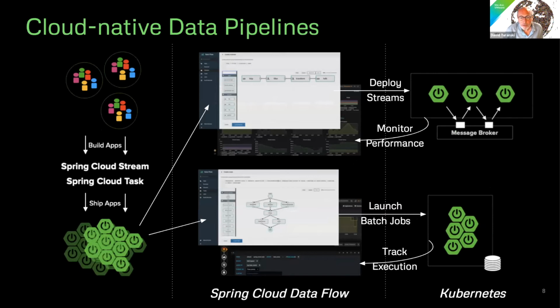So we have a graphic here that's showing on the top, the graphical editor, which is part of the Dataflow dashboard for composing a streaming pipeline and deploying it. And then at the bottom, we see this task composition, which can be fairly complex and is run by something called a composed task runner. So we can launch these batch jobs, composed batch jobs, and track the execution by each application.